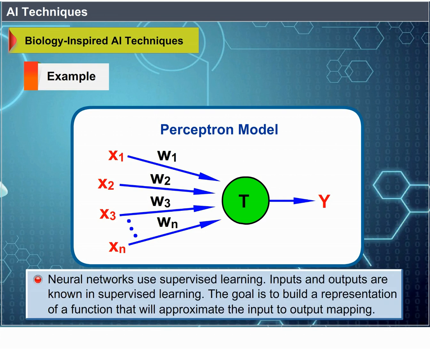Neural networks use supervised learning. Inputs and outputs are known in supervised learning. The goal is to build a representation of a function that will approximate the input to output mapping.